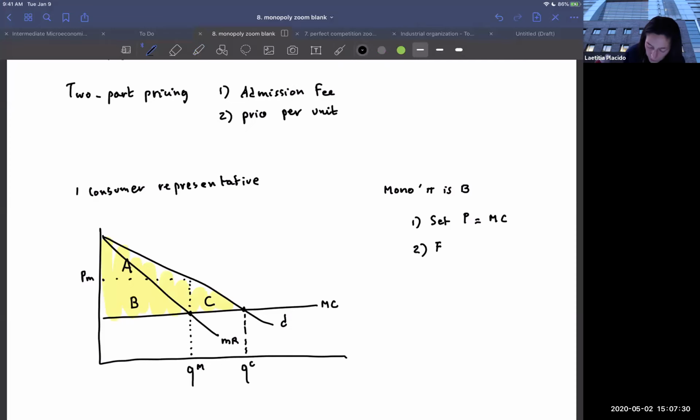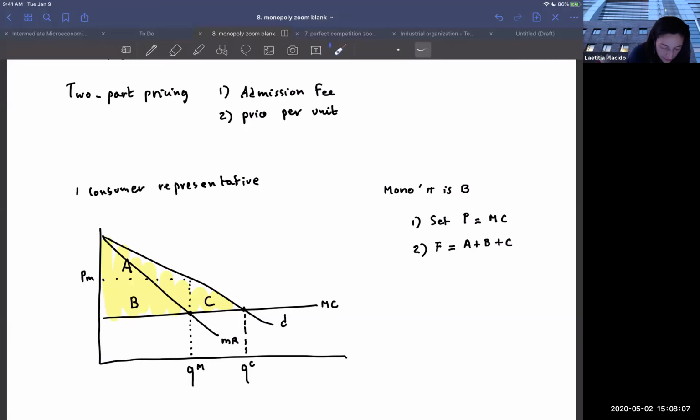So if the monopolist sets an admission fee equal to A plus B plus C, then the consumer is going to consume QC here at a price equal to marginal cost. So the monopolist doesn't make any money from that. However, to get the right to consume this QC, we'll ask the consumer to pay a fee which is equal to the total surplus he gets when he consumes QC. Okay?